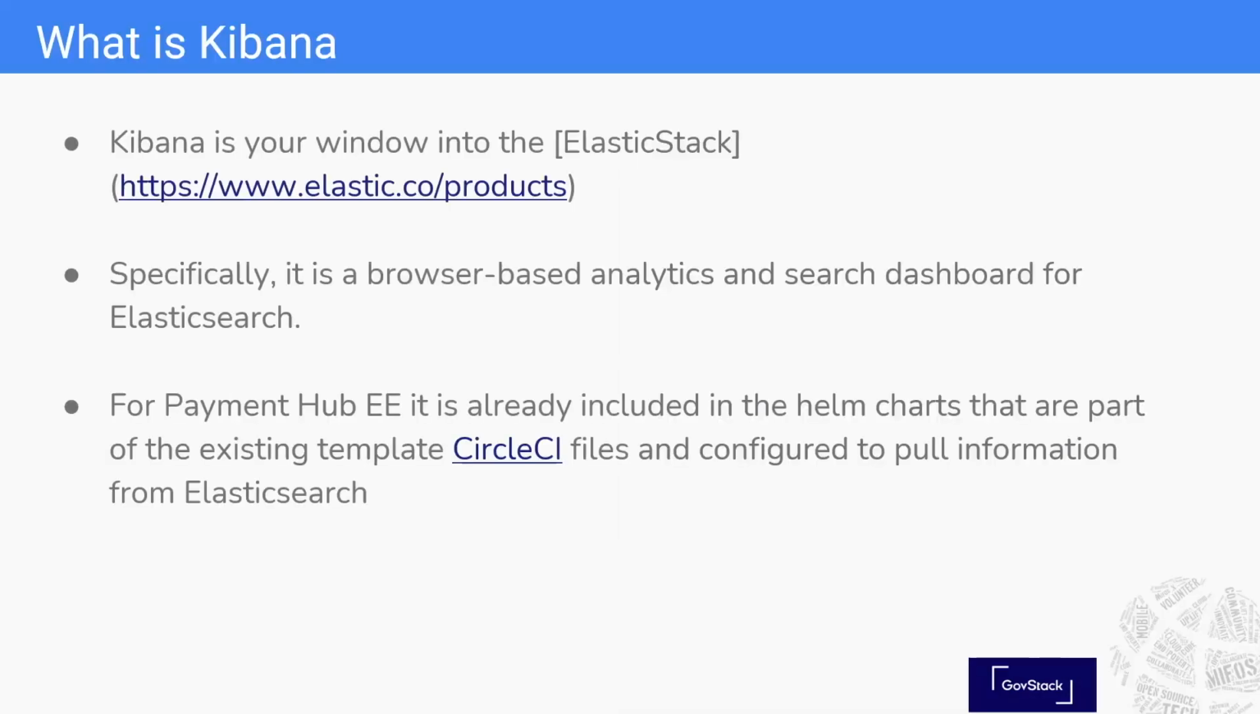So coming towards our talk about Kibana. What is Kibana? Kibana is basically a window into the Elastic Stack. What it means is, as in our previous sessions, we've been talking about the general payment hub architecture, and some of the key components of payment hub include Elasticsearch and the ZB orchestrator.